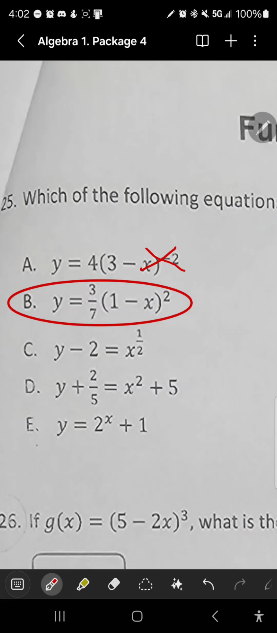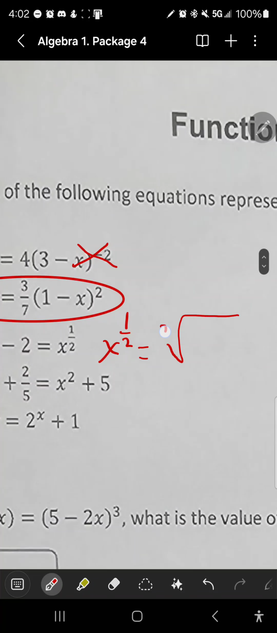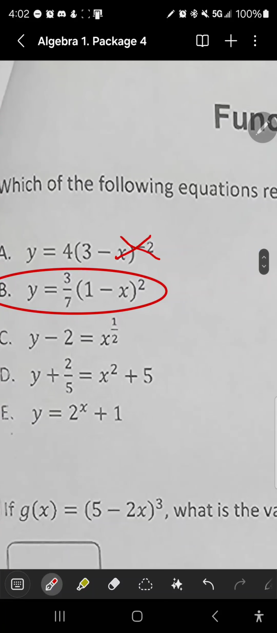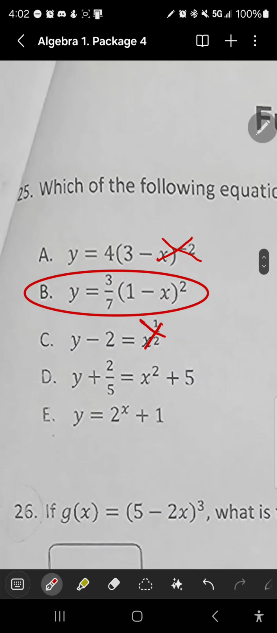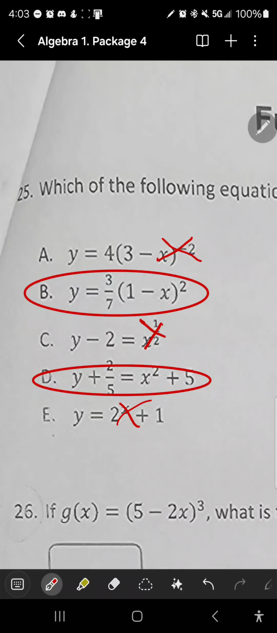Now for C, we have a square root, basically a square root exponent, since x to the 1 over 2 is equal to the square root of x. So this is not what we're looking for. Now here we do have x to 2, and it is fine, it's in the right place. So yeah, we do accept this one. Now here this is an exponential, 2 to the x. So this is not what we're looking for.